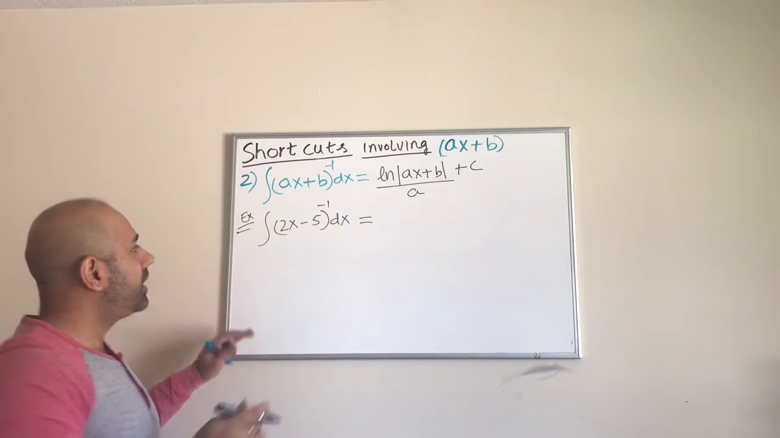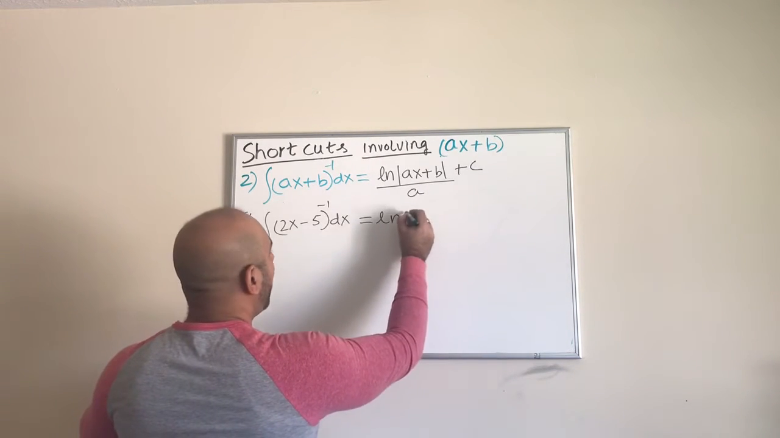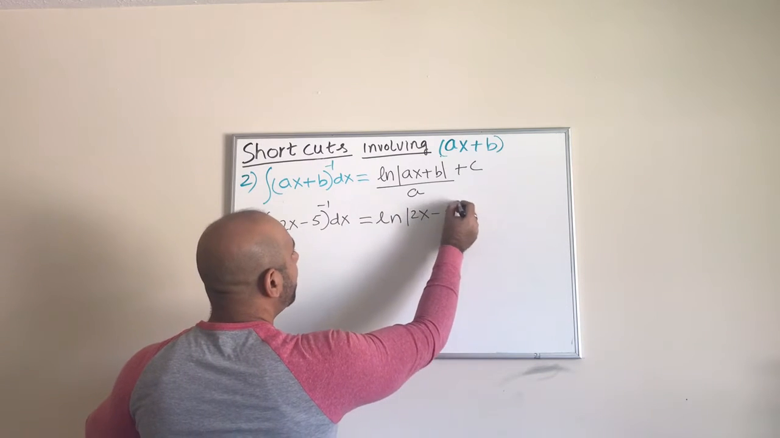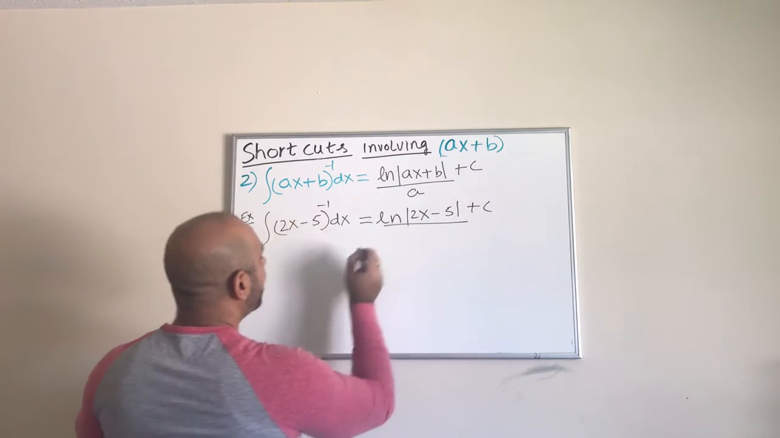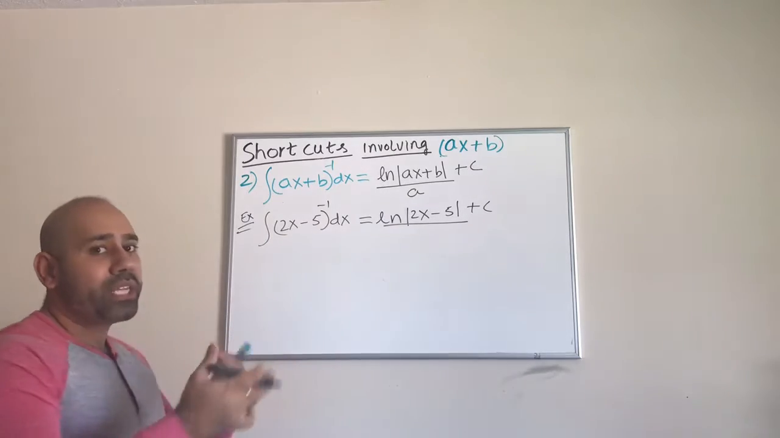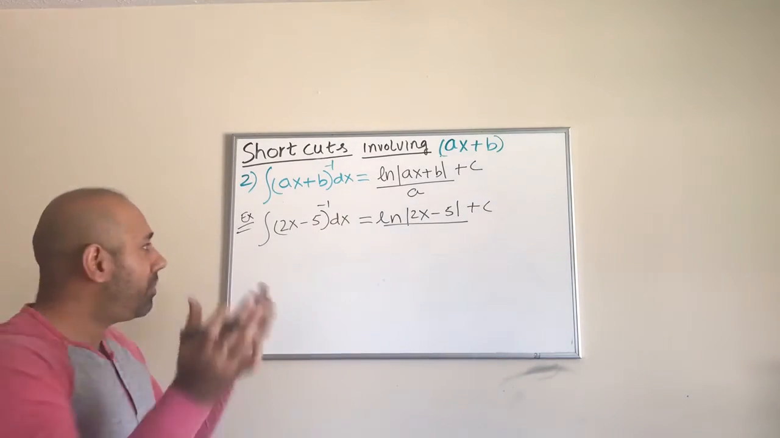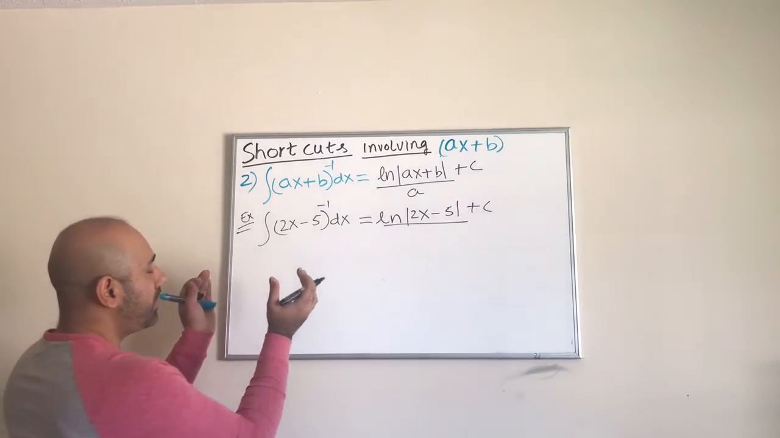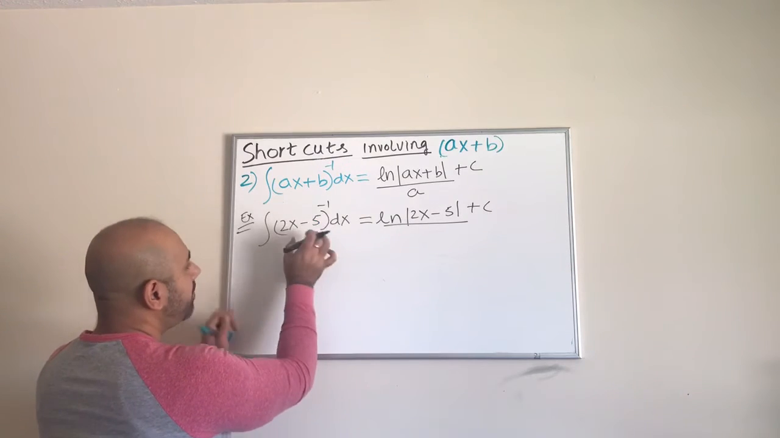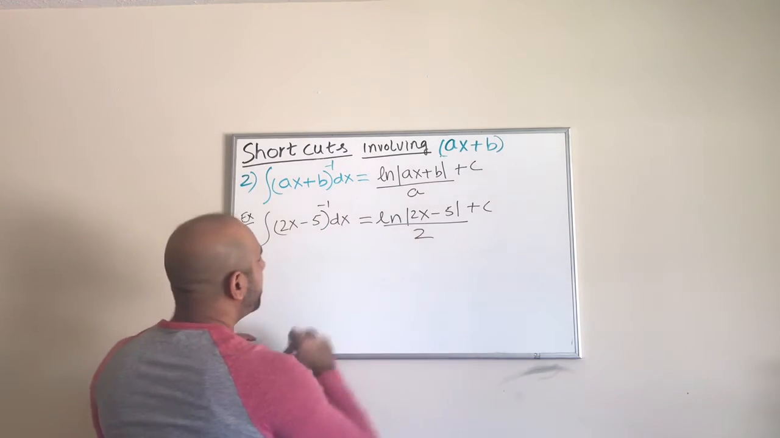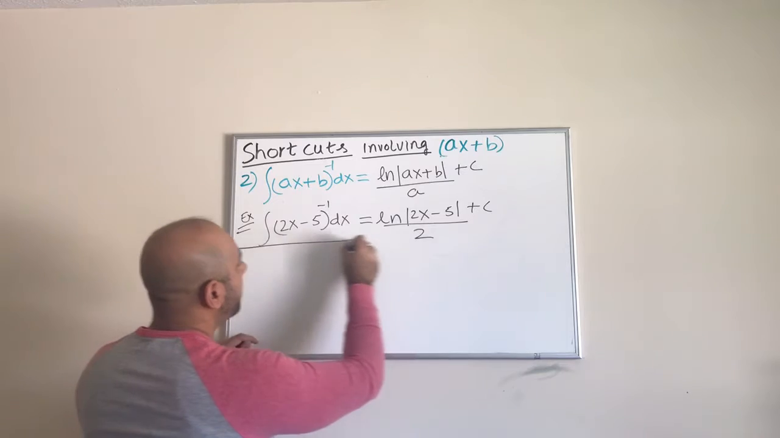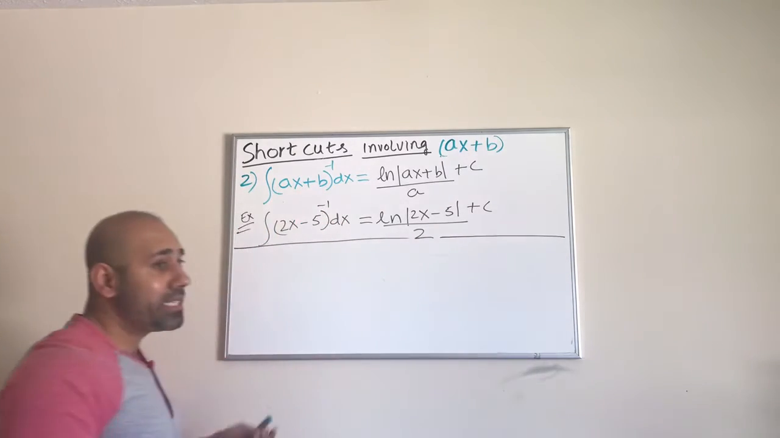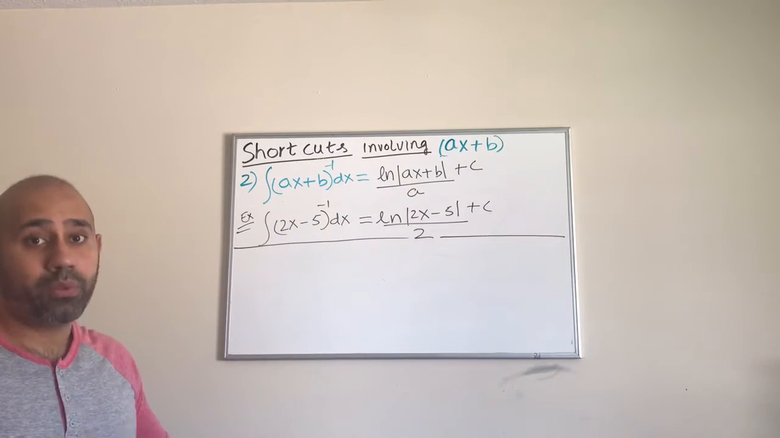But just using the shortcut, it would simply be the natural log of 2x minus 5 plus c, and you've got to divide this by, whether you think of this as the coefficient of x or the derivative of that inner piece inside the parentheses, it is just positive 2, so that would be the integral. Okay, and you can get the same thing by using the substitution method if you want to.